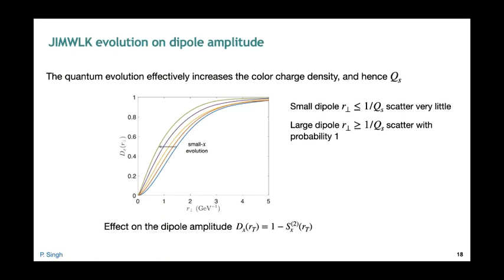Now, when you do the small x evolution, that basically means you are adding more and more gluons, and this will increase your QS. So for a given dipole size, when you're increasing the QS, that basically means you are going into the strong scattering region more quickly.